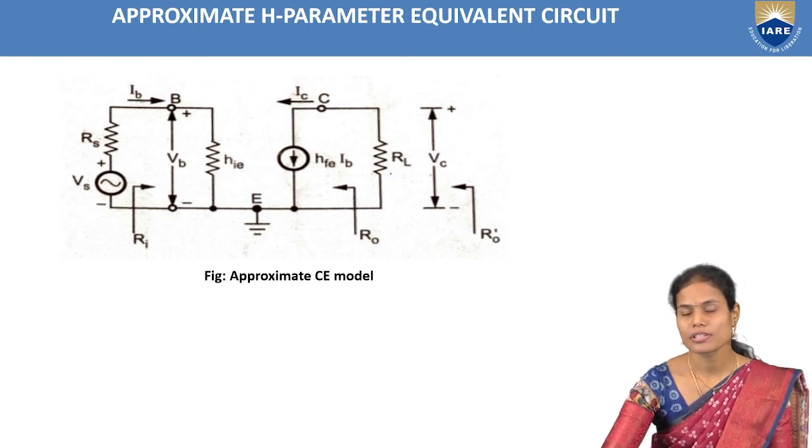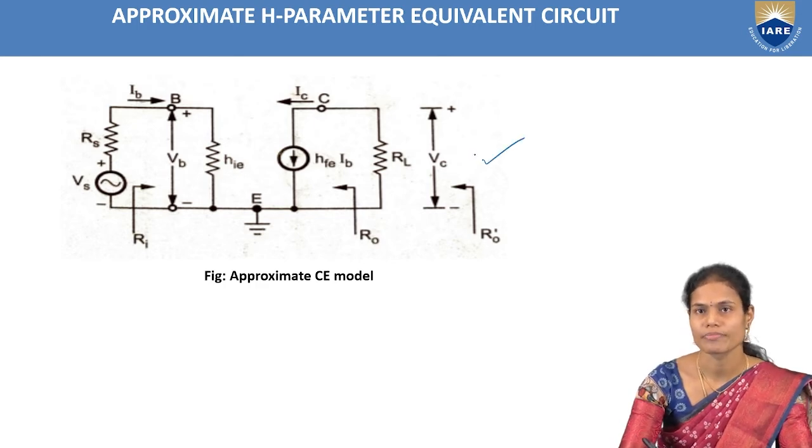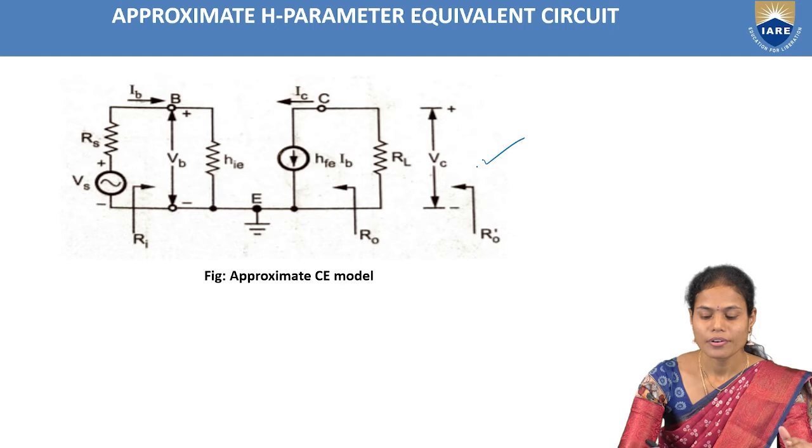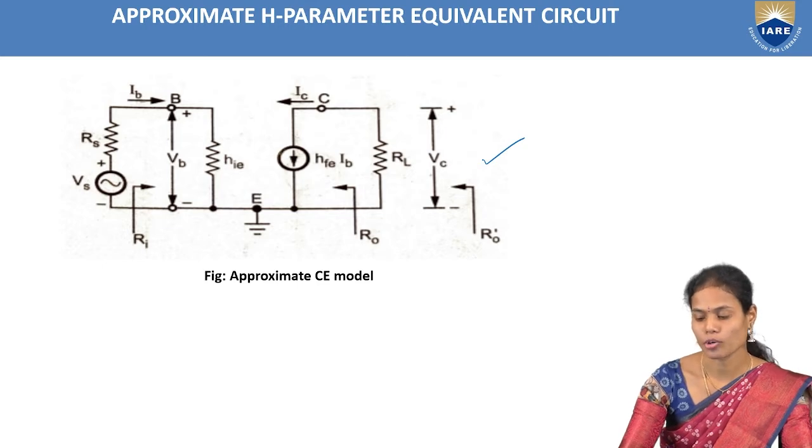So if we compare this circuit with the previous circuit, we removed the HRE VCE source as well as 1 by HOE resistance, so that we will get the equivalent circuit in this way. So here again we need to find all the amplifier parameters by using this simplified or approximate common emitter model. The procedure is similar to the exact model.